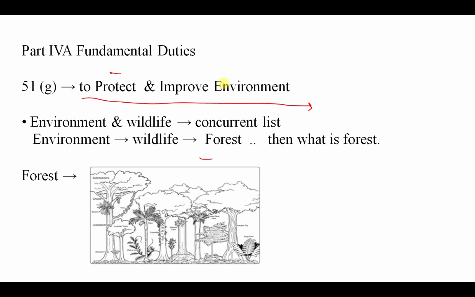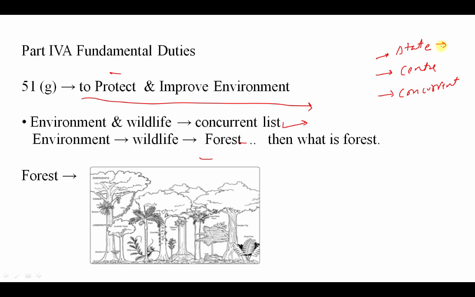There are three lists. This question is asked many times in previous exams: environment and wildlife come under which list? There are three lists, like the distribution of power into three parts: state, center, and concurrent.